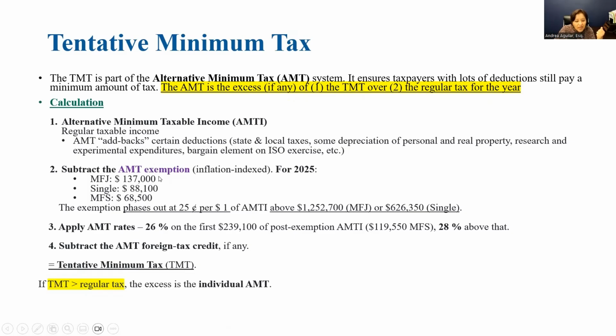Of course, if you are making a lot of money, this exemption is going to be reduced. That's why here you have a line that says the exemption phases out at 25 cents per dollar of the alternative minimum taxable income above, for married filing joint taxpayers, $1,252,700. You see, you have to be making a lot of money to lose the alternative minimum tax exemption. If you are single, you have to be making more than $626,000 to lose this exemption.